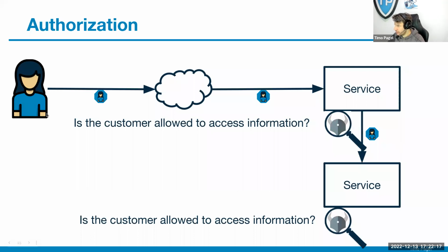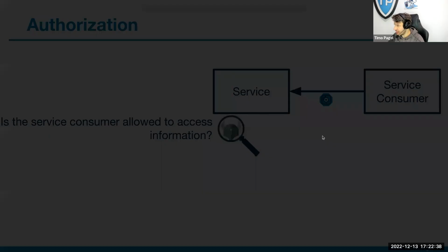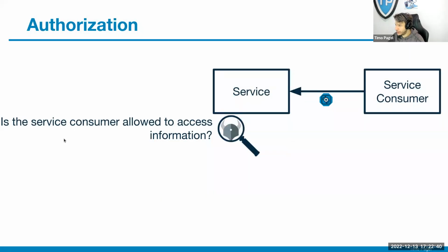Yeah, so this is basically what we discussed already. We have the user here providing a token going through the internet, then to a service. The service checks: is the customer allowed to access the information? And then the next service asks, is the customer allowed to access the information? And is the service calling me allowed to access that information? Same for a batch job.